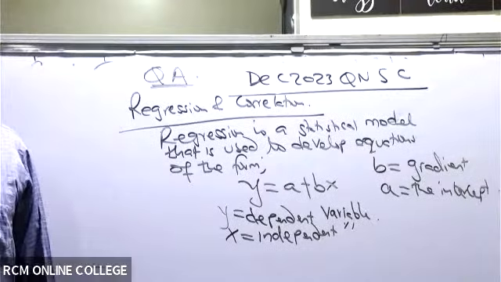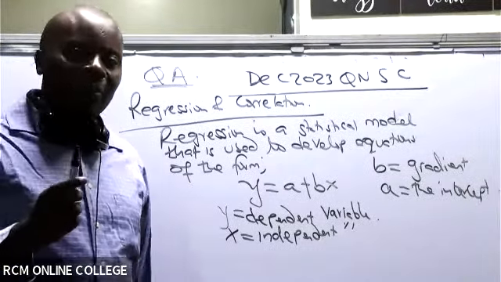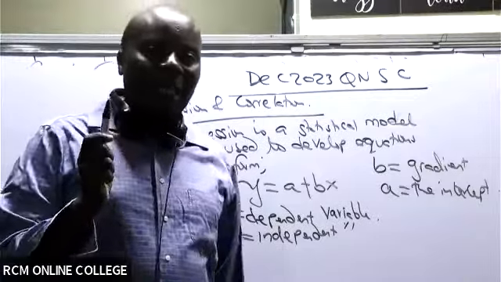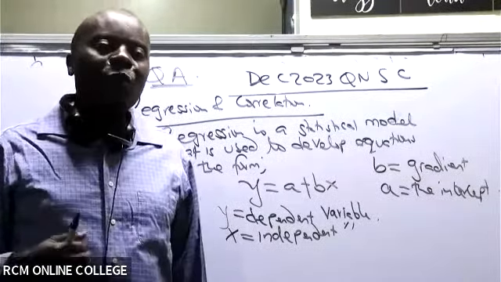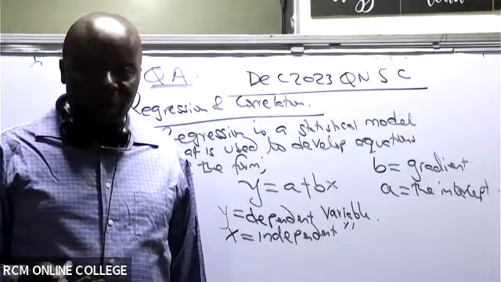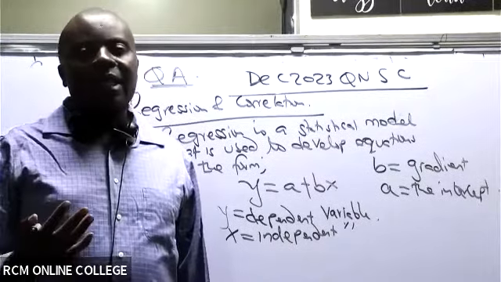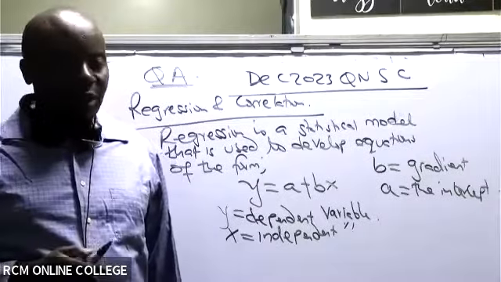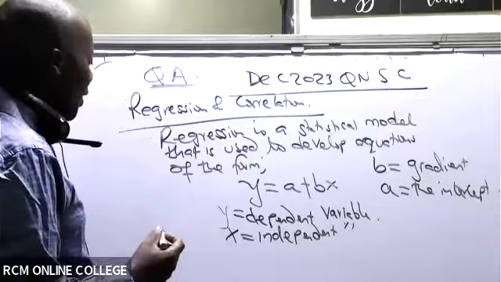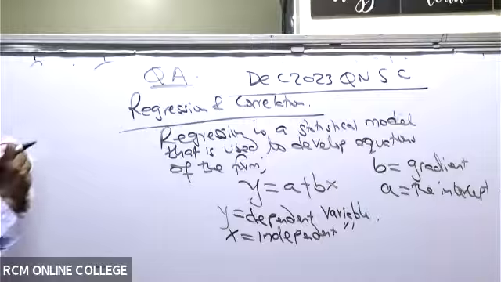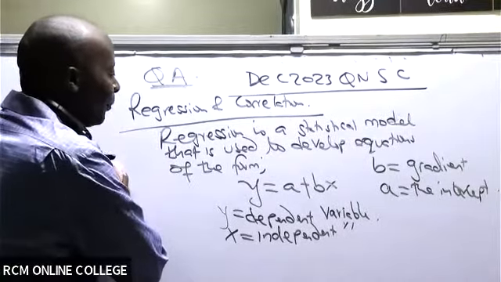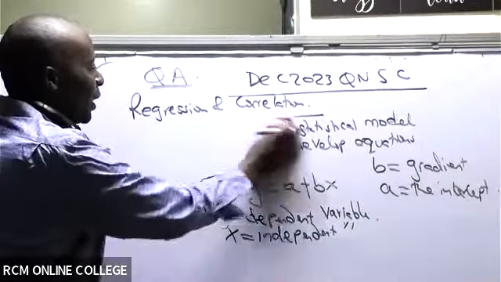Now, ladies and gentlemen, for the years that I've been leading teams marking exams, I know normally where students go wrong. In most cases, you'll be given two variables. Let me just demonstrate. You'll be given two variables like these.